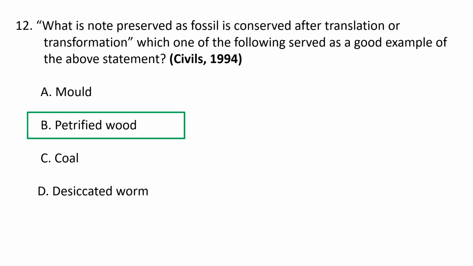Petrified wood forms when woody stems of plants are buried in wet sediments which are saturated with dissolved minerals, and the lack of oxygen slows decay of the wood, allowing the minerals to replace cell walls and to fill the void spaces in the wood. So here B, petrified wood, is the correct answer.